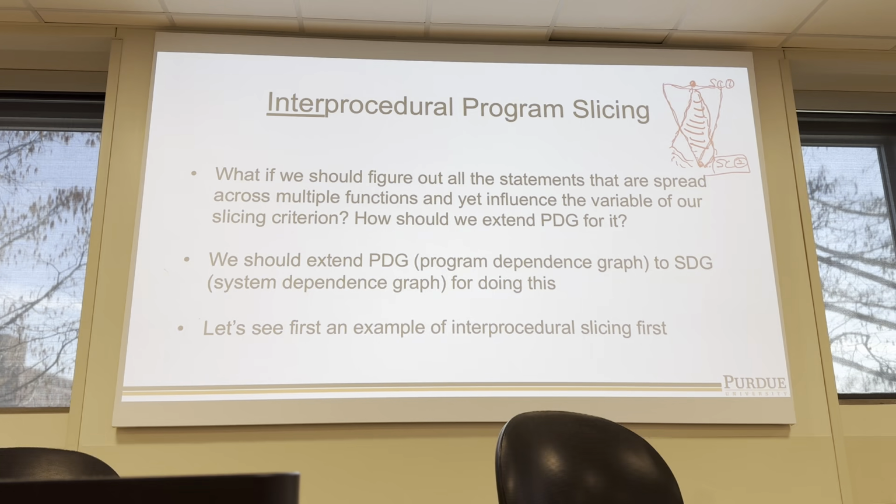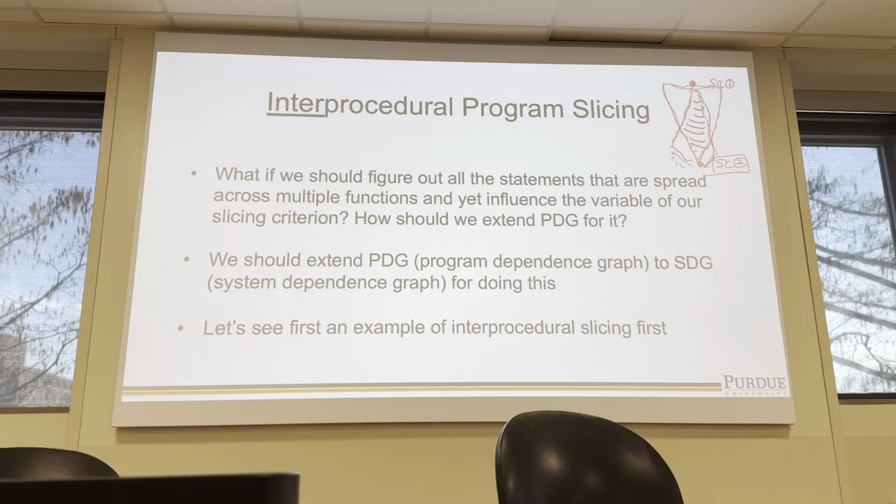Alright, now we're talking about interprocedural analysis. Once again, I have some slicing criteria, but the code that can possibly affect my value in the slicing criteria might be found in some different places, in other functions. That's why we need to do this analysis across functions, and that's why we call this interprocedural program slicing.